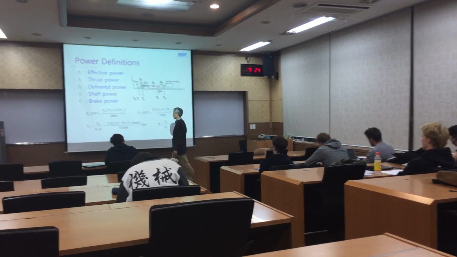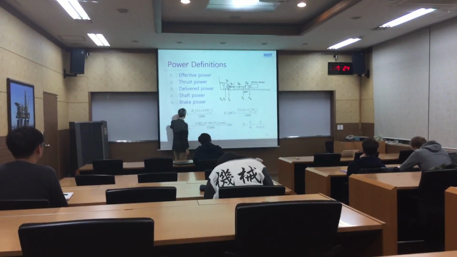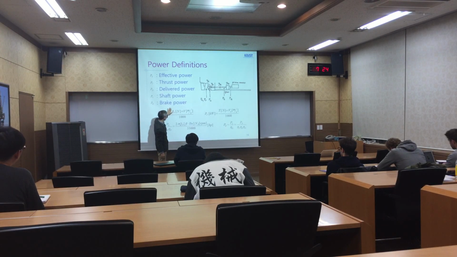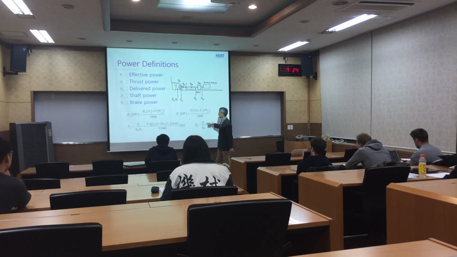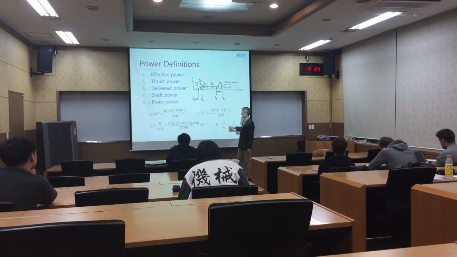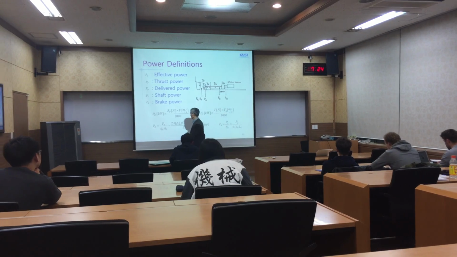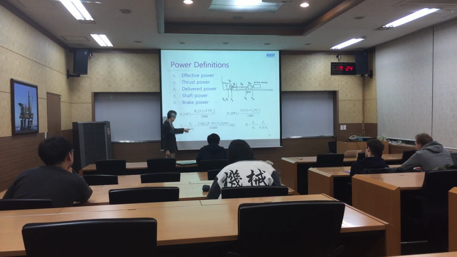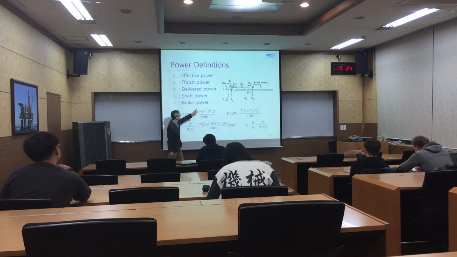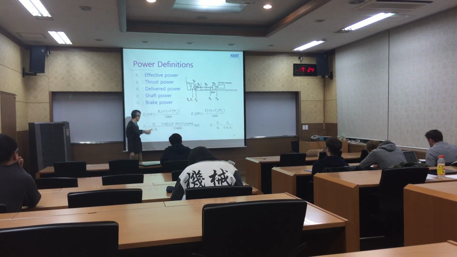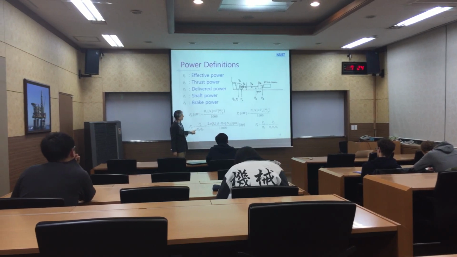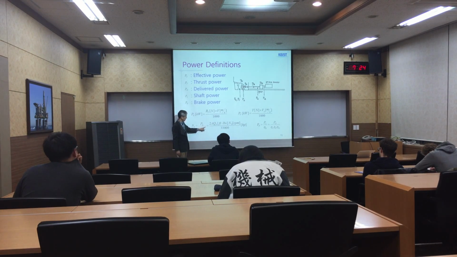And the definition for effective horsepower is total resistance and speed. Right? This is thrust and speed. This should be the same. And delivered horsepower should be calculated by hull efficiency and propeller efficiency. Propeller efficiency, I told you, is around 60%. There is more because of the hull. This is the propeller.